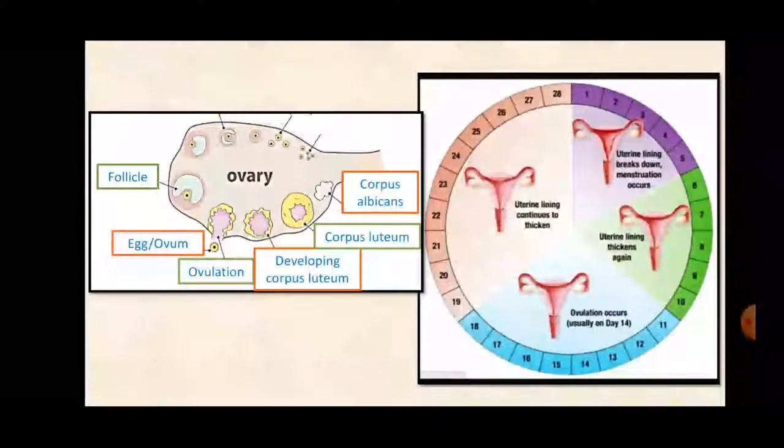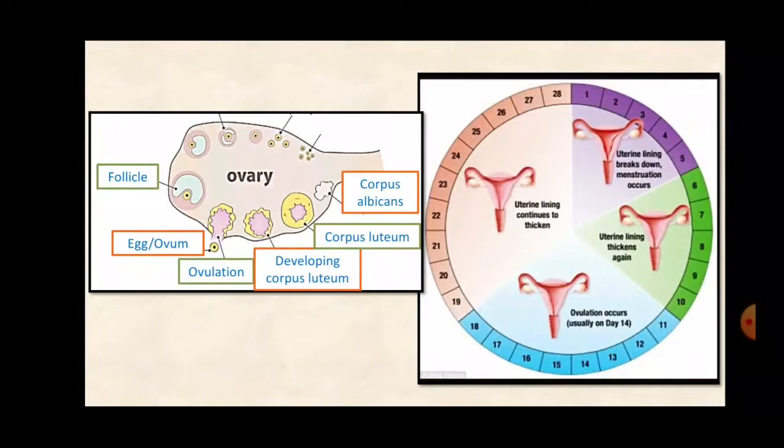Here are the two pictures. Let's look at the first one. This is a structure of the ovary, and what happens inside the ovary, like I said, there is a follicle, you can see it is sac-like. Inside, the yellow color you have the oocyte or the egg.